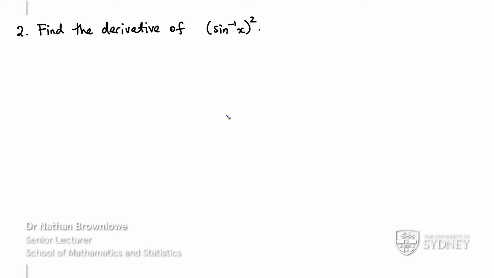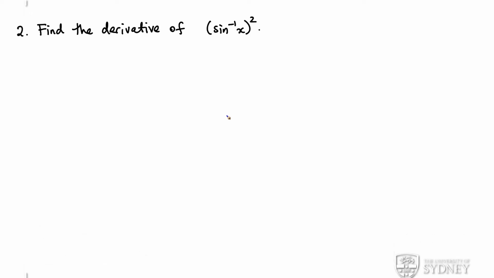Our second example for Module 8 is a short question. In this question, we want to find the derivative of the function sine inverse x, all squared. The point of this question and questions like it is we assume that you know the derivatives of the inverse trig functions, like sine inverse, cosine inverse, and can use that to work out the derivative of more complicated functions involving those inverse trig functions.